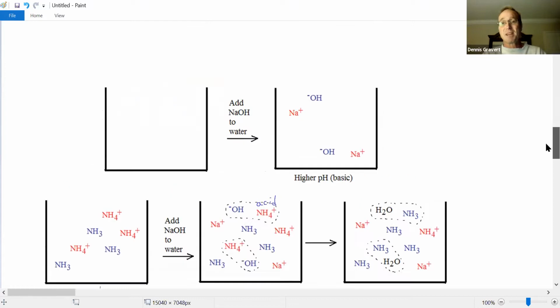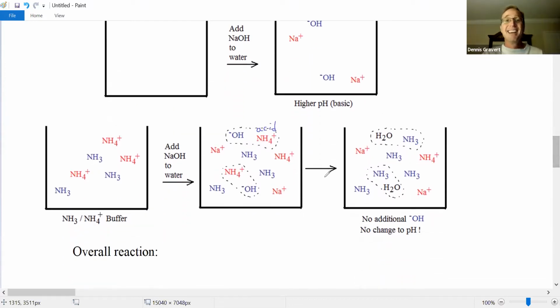And then down here, base did come along, and the base was attacked by the acid, the ammonium ion, and then the product was ammonia. And hey, now there's ammonia still present in the buffer. It's ready to attack any incoming acid.